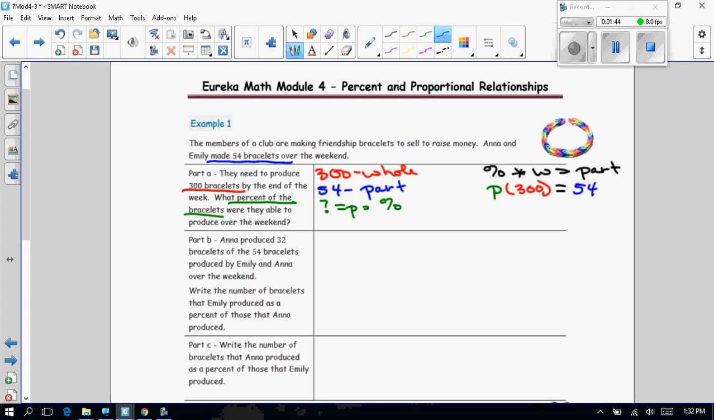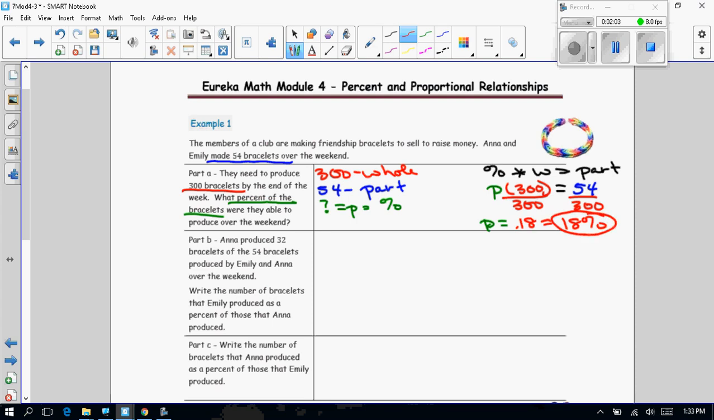All right, so to solve for P, I'm going to divide both sides by 300. And the percent P is equal to 0.18, which we know converts to 18%.